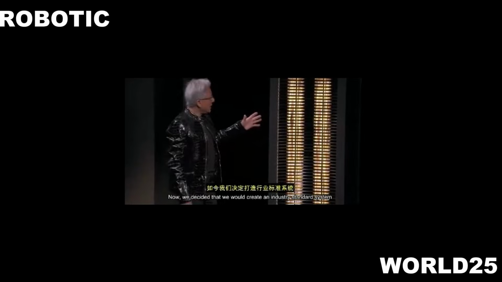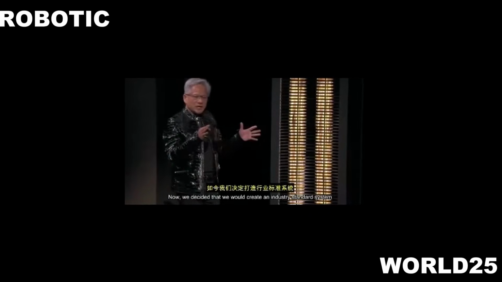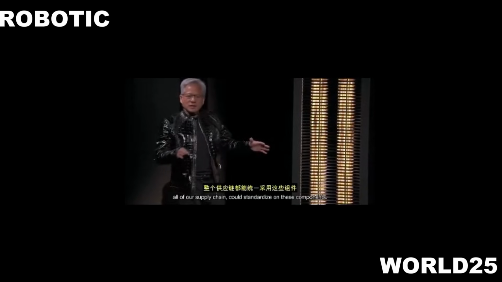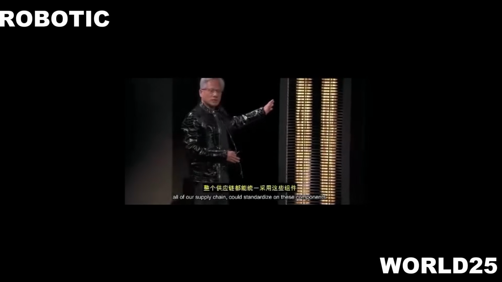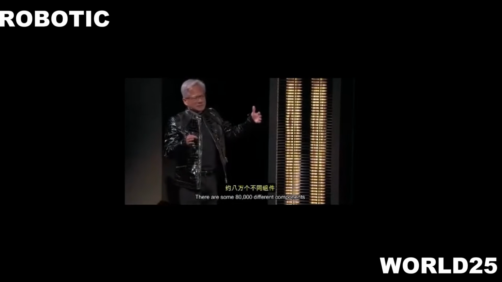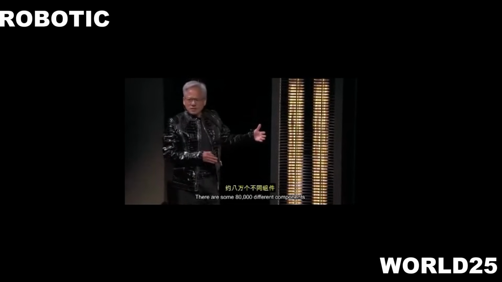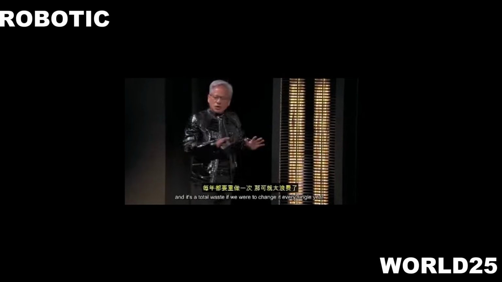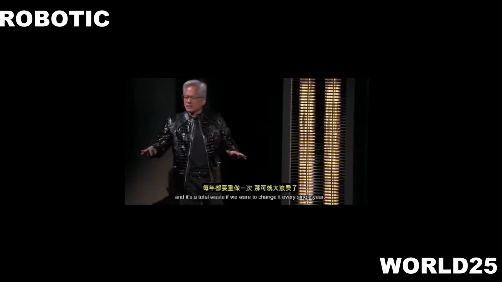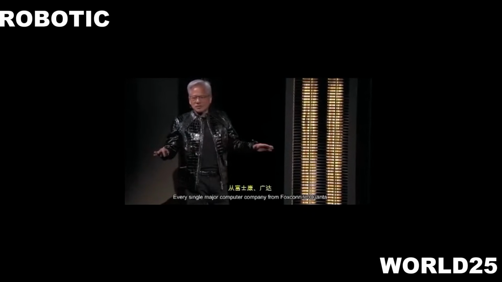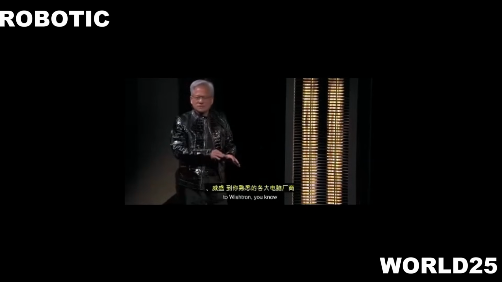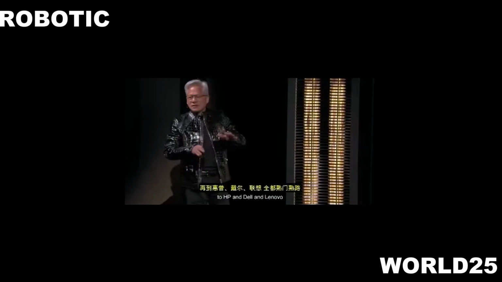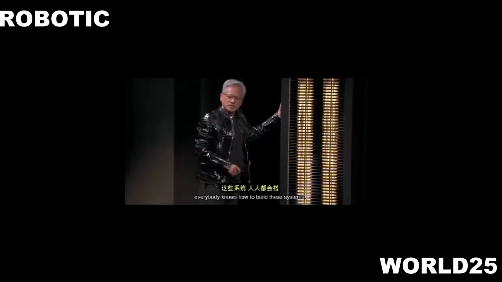Now we decided that we would create an industry standard system so that the entire ecosystem, all of our supply chain, could standardize on these components. There are some 80,000 different components that make up these NGX systems, and it's a total waste if we were to change it every single year. Every single major computer company, from Foxconn to Quanta to Wistron, the list goes on and on, to HP and Dell and Lenovo, everybody knows how to build these systems.